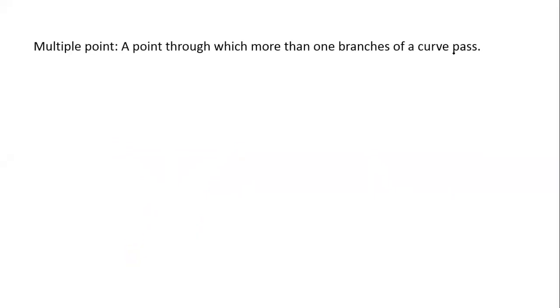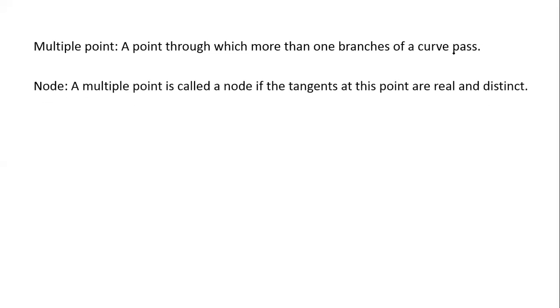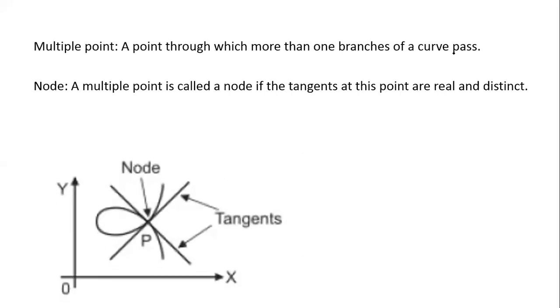Okay, so what is a multiple point? A point through which more than one branches of the curve pass. And again, that multiple point can be a node or a cusp. What is a node? A multiple point is called a node if the tangents at this point are real and distinct. Let us try to understand here.